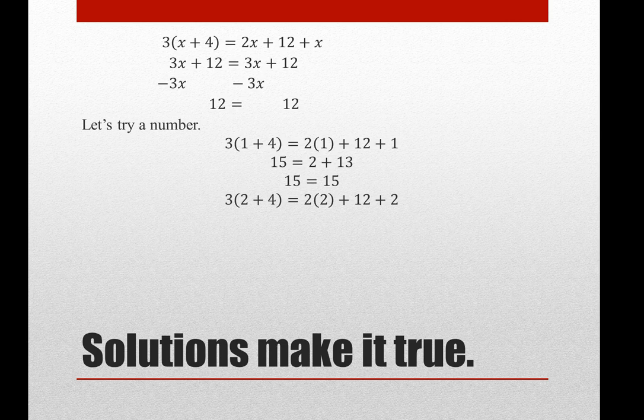So let's try a different number. Let's try 2. We tried 1. Well, 2 plus 4 is 6, and 3 times 6 is 18, and 2 times 2 is 4, and 12 plus 2 is 14. And when we add all that up, has anybody come up with an idea? So any number we try will work? Oh yeah. Look at that back up there at the very beginning. 3x plus 12 equals 3x plus 12. They're equal.